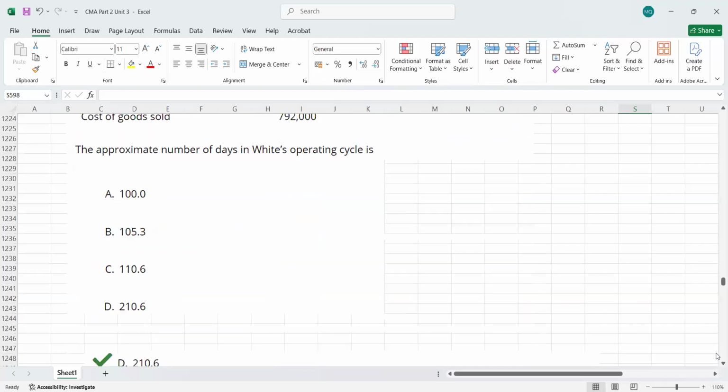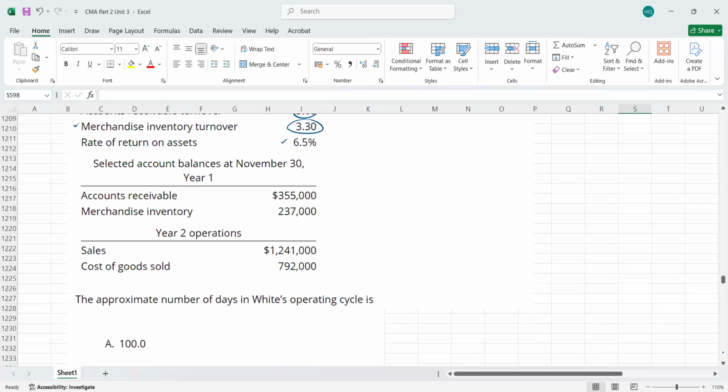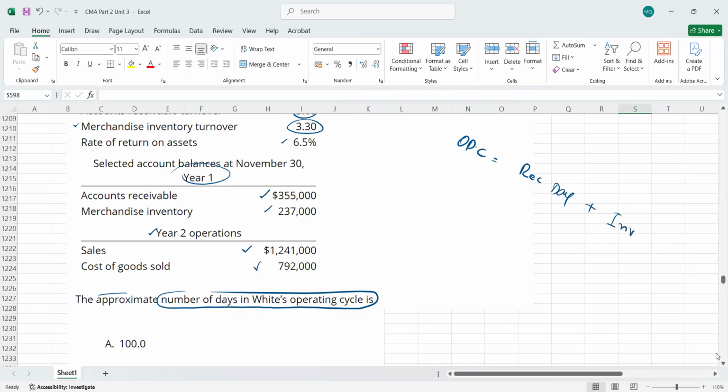And here we got account receivables figure 355,000 for year one, merchandise inventory figure 337,000. Now year two operations: sales figure is this, cost of goods sold figure is this. So what you have to calculate is the approximate number of days in White's operating cycle. If you remember, operating cycle equals receivable days, which is collection period, plus inventory days. Now how would I calculate? For receivable days, I told you there are two methods, and the second method you can apply. And for inventory days, also the second method.